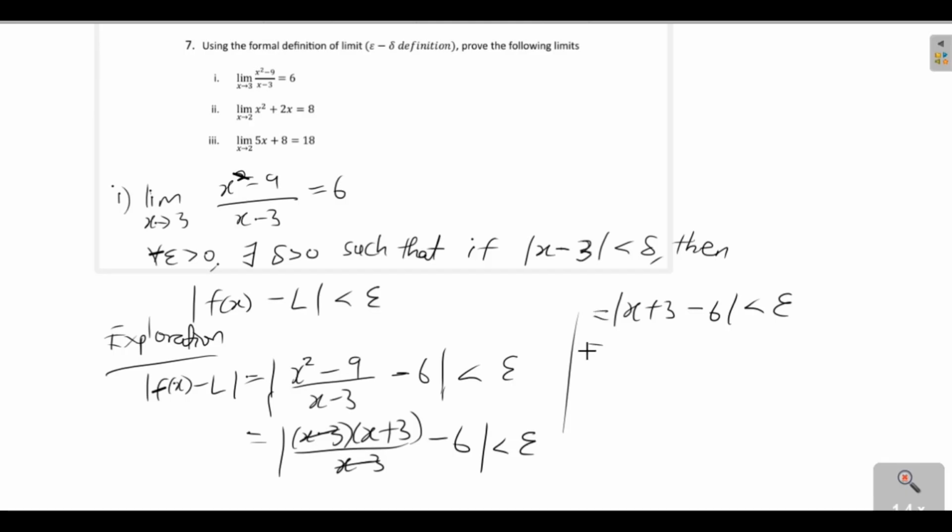And this is also equal to the absolute value of x minus 3. Of course, 3 minus 6 will be negative 3, so absolute value of x minus 3 being less than what? Epsilon. But we know that the absolute value of x minus 3 is actually less than delta. So comparing this with this, I can choose my delta to be equal to epsilon. So now that I have chosen my delta to be equal to epsilon, I'm going to use this to prove that indeed the distance between the function f of x and its limit is less than epsilon. Alright, so let's now begin the proof.